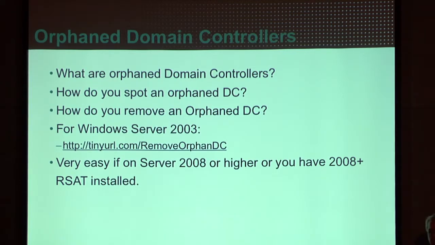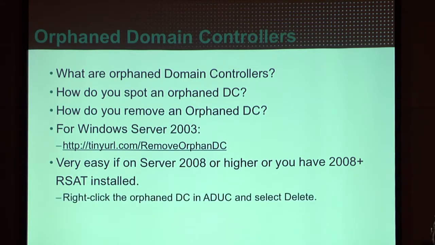Now this is really complicated, all right? So you may want to take notes on this. You're going to right-click the orphan domain controller in Active Directory Users and Computers, select delete, you're done. Now, do I need to repeat that? Because I know that's complex.